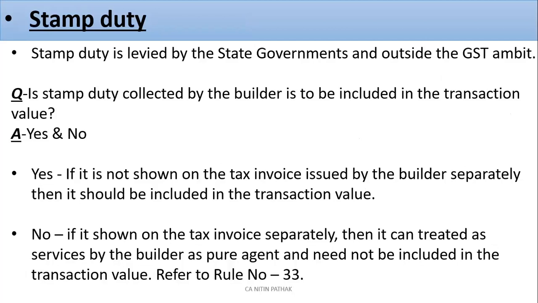Stamp duty is levied by the state government, outside the GST ambit. Any repayment made qua agent will not be taxable, but if it is not qua agent, GST needs to be paid.